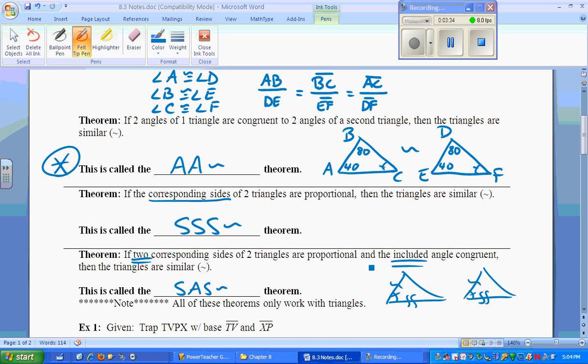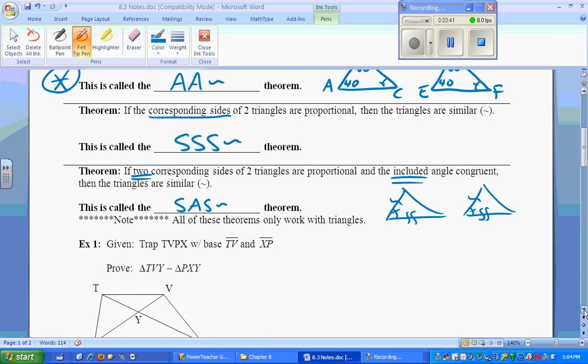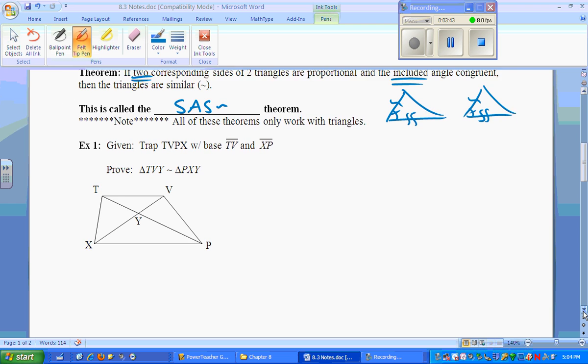What I mean by that is if you're not given in the given information these ideas of sides being proportional, then you're not going to use one of these. You're going to end up using the angle, angle, similarity.